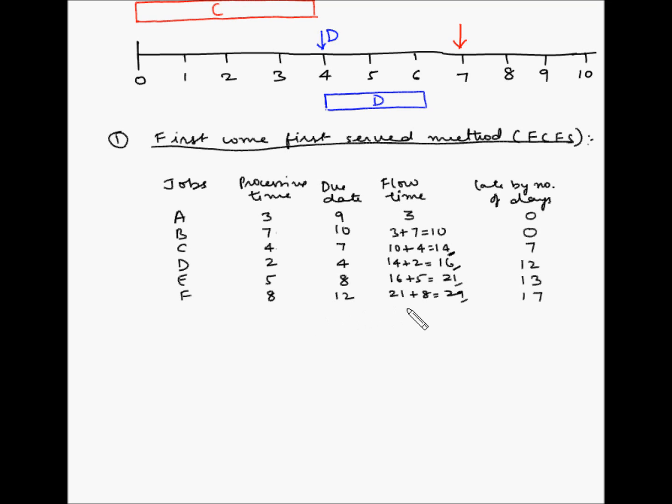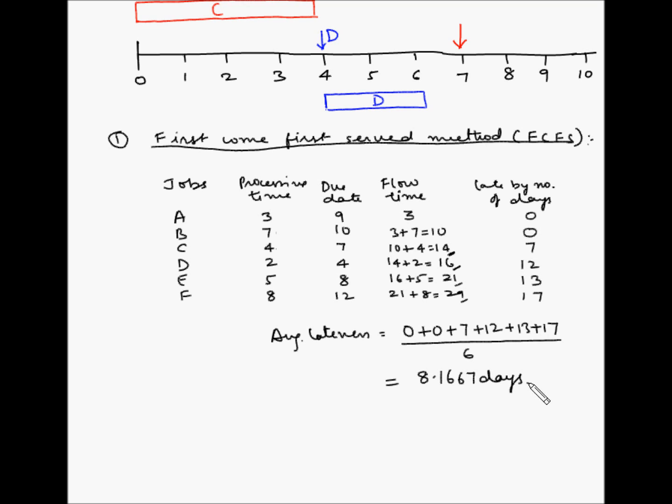Now let us take the average of the late by number of days to find out the average lateness. So 0 plus 0 plus 7 plus 12 plus 13 plus 17, and this divided by 6. So this comes out to be 8.1667 days. So this is the average lateness based on the first come first served method.